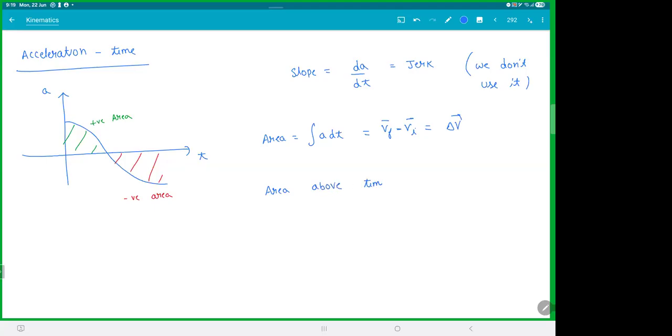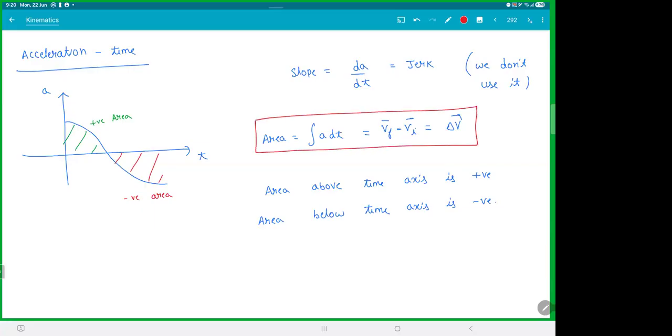Area above time axis is positive. Area below time axis is negative. Then we have one more graph. So area time graph gives you the change in velocity. Now, the variation of this, you will see later on.